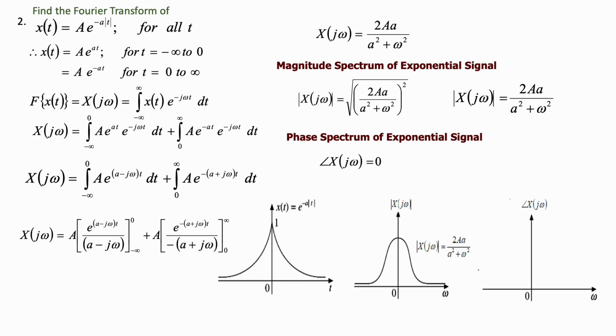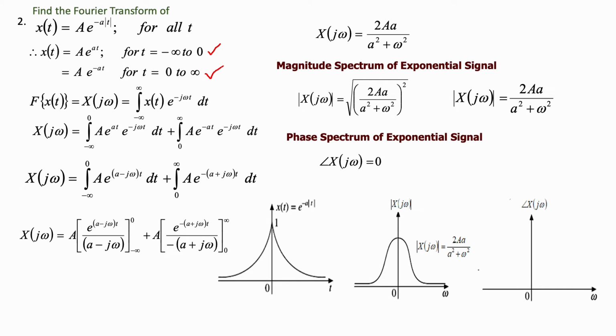Now we go to the second problem. Find the Fourier transform of x of t equal to a e power minus a modulus of t for all t. Modulus of t is nothing but, if t is positive, for positive values of t from 0 to infinity, you will get this term. If t is negative, the power becomes positive, so the limit is minus infinity to 0.